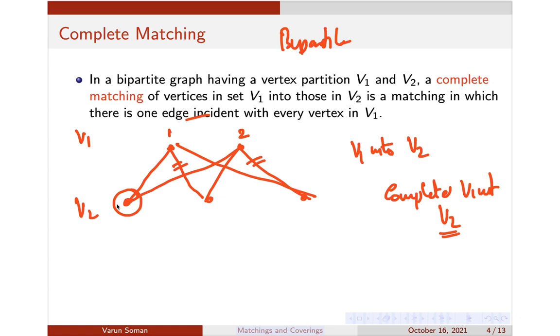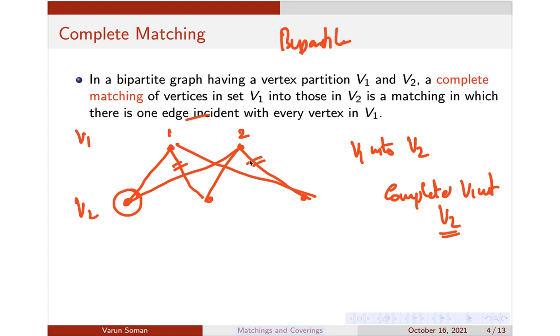Okay, my matching edges I have marked with this double dash here. This edge vertex is not adjacent to those edges, so it is not necessary. We are only talking about complete matching from V1 into V2. When you talk of complete matching from V2 into V1, all the vertices in V2 should have at least one edge incident with the matching. That is the meaning of a complete matching.